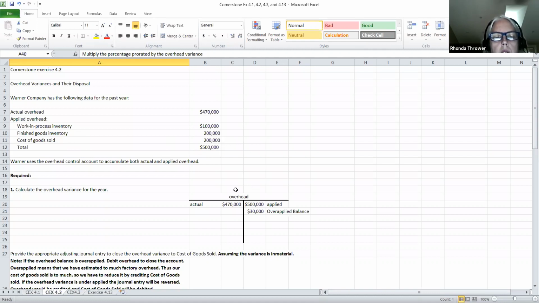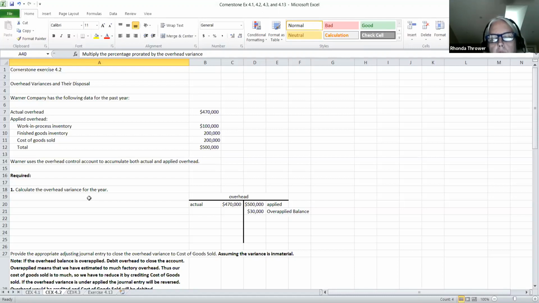So in the previous problem, we took the predetermined factory overhead rate and multiplied it by the actual direct labor hours to give us our applied factory overhead. In this problem, they just gave us the amount. So you're just substituting in what was given here.